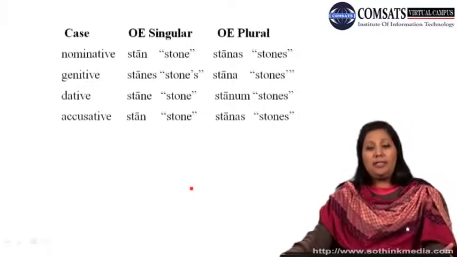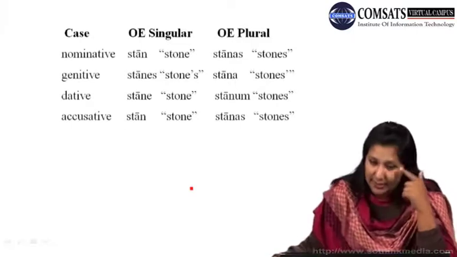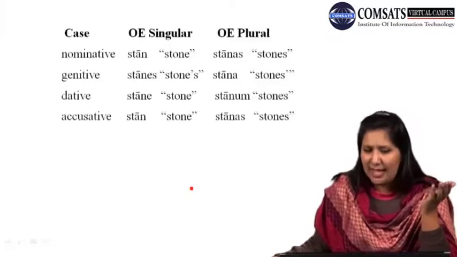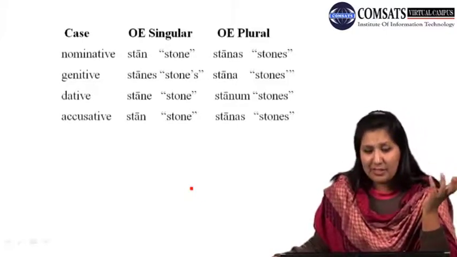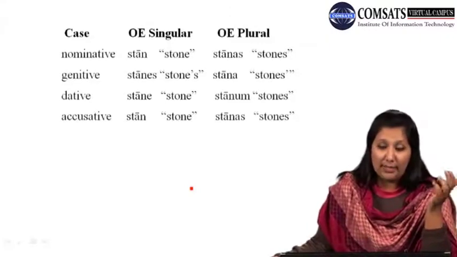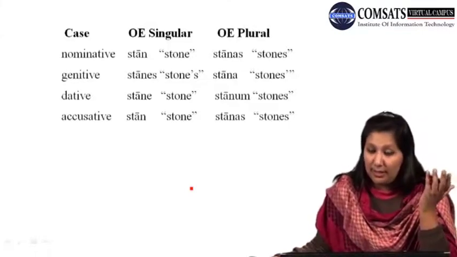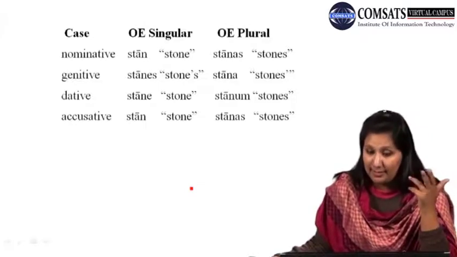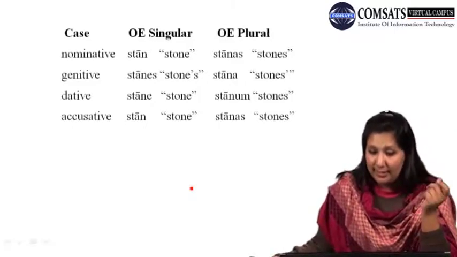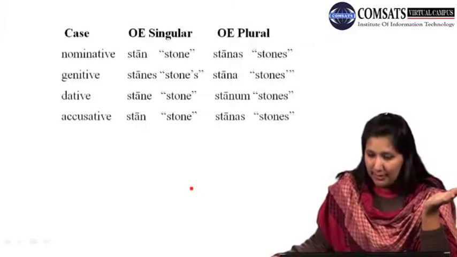Now the cases in Old English singular words and Old English plural words. There are some nominative cases. For example, in Old English it is stan, and in plural it is stanas; in Modern English, stone and stones. One is singular and the other is plural. In the genitive case, it is stanes, and in the plural stana, meaning of stones. The dative case is stane, as well as stanum in the plural. In the accusative case, it is stan and stanas.